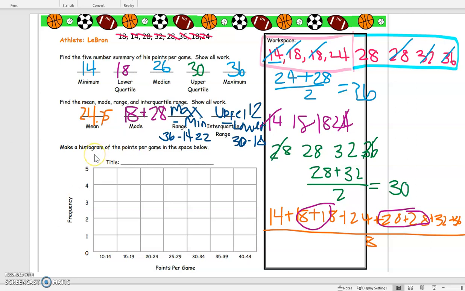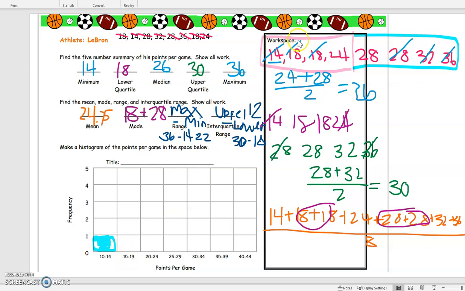Going on down to the histogram. A histogram, remember, looks very similar to a bar graph, where you're going to count how many times you see a number in a set. So looking at the frequencies that have already been set up for me, I'm going to count how many games I see that have a value in between 10 and 14. And so there's just this one 14, so I'll shade this box in, just up to the frequency of 1.